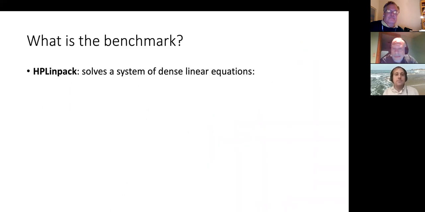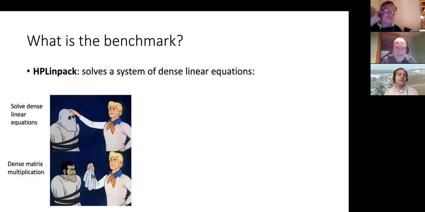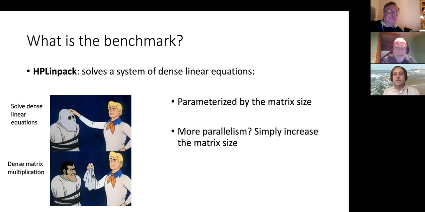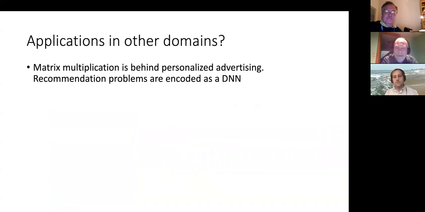But how is this actually measured? So what is the actual benchmark here? It's something called HPLINPACK. What this does is it solves a system of dense linear equations. Now, I promise I won't put too many memes in this talk, but if you actually look at what solving dense linear equations means, it's actually mostly dense matrix multiplication. And the variant that this benchmark uses is parameterized by the matrix size. So when you evaluate your supercomputer, you can basically put in however big a matrix size as you want. It means you can scale your system out to be as parallel as you can make it, and you will get a higher score on this benchmark.